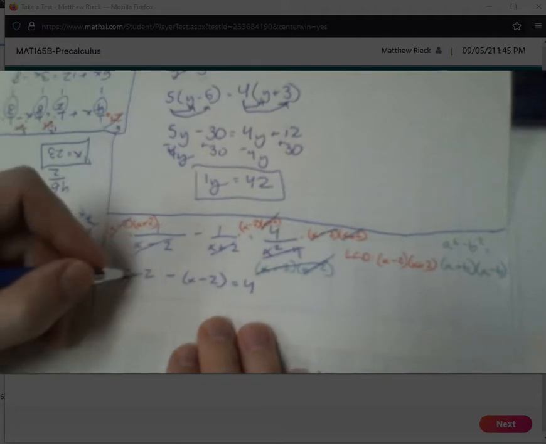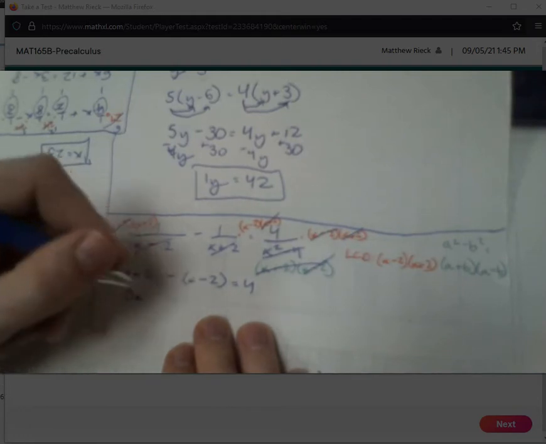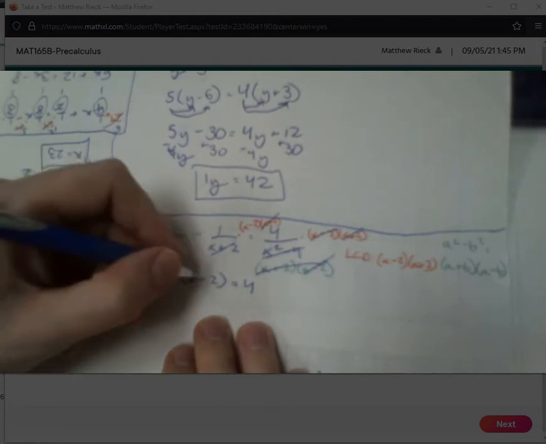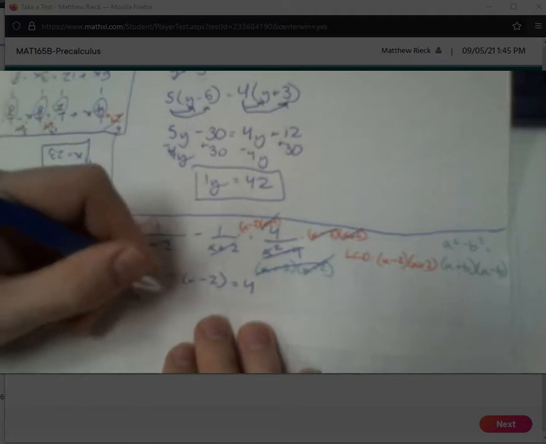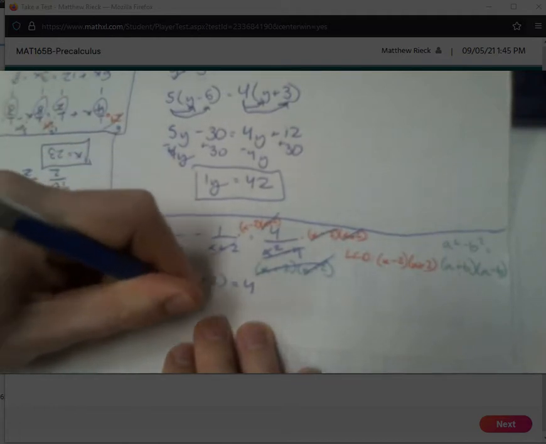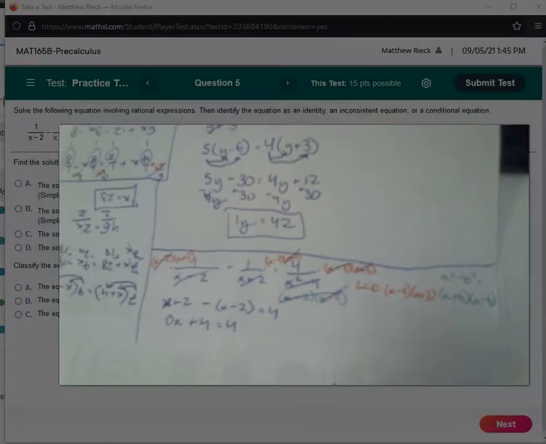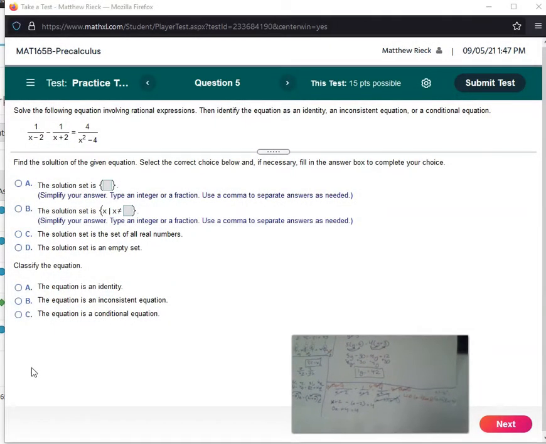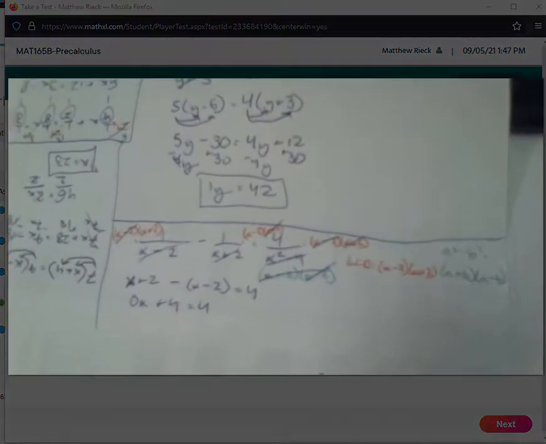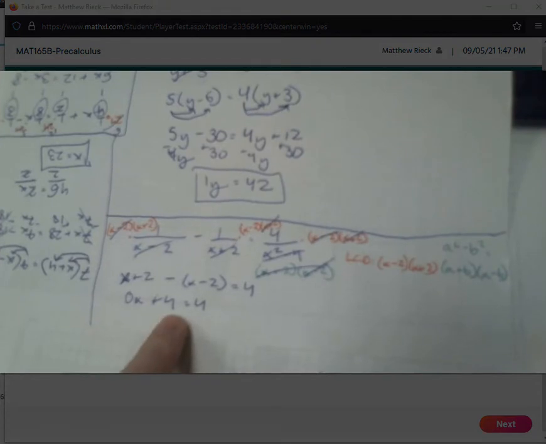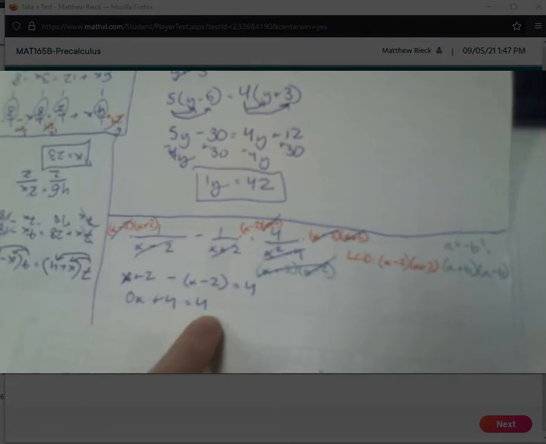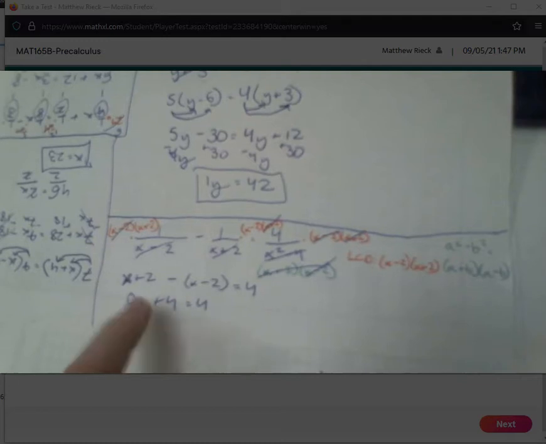All right, and then we have x minus x, so that's going to be 0x. Then we have 2 minus a negative 2, so that's going to be 2 plus 2, so that's going to be plus 4 equals 4. All right. So in this case, again, it looks like we have an identity because we have 4 equals 4 regardless of what value we choose for x.